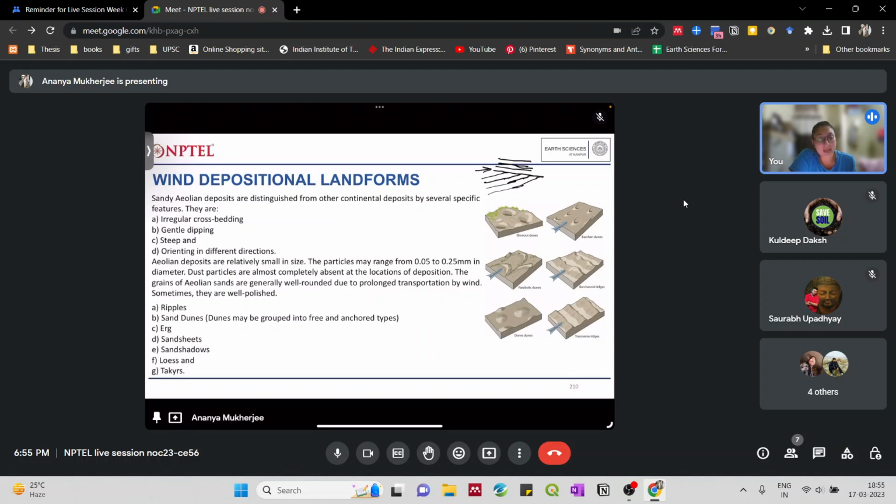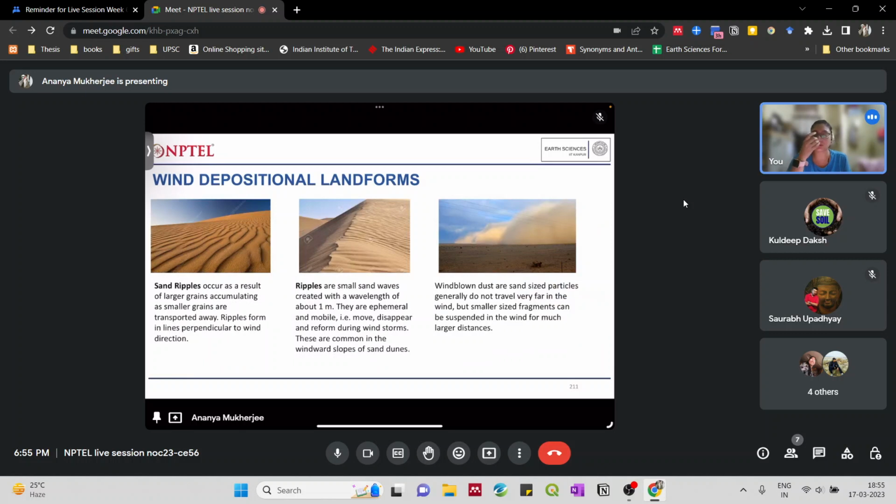Some of the examples of such depositional aeolian landforms are going to be ripples, sand dunes, ergs, sand sheets, sand shadows, loess and takis. So we are going to learn about some of the most common ones. It has already been taught in the content and even today. So first we'll understand what sand ripples are.